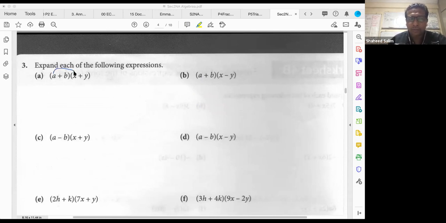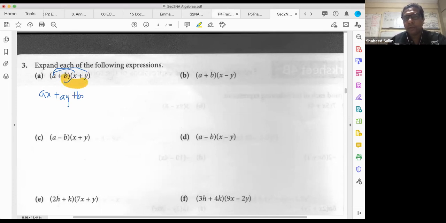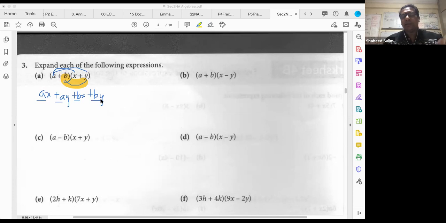A times x, you get ax, and then a times y, you get plus ay, and then b times x, you get plus bx, and b times y, you get plus by, and you cannot combine them. These are your four terms. Why? They're all different aliens. Ax, ay, bx, by. We just leave the answer like that.